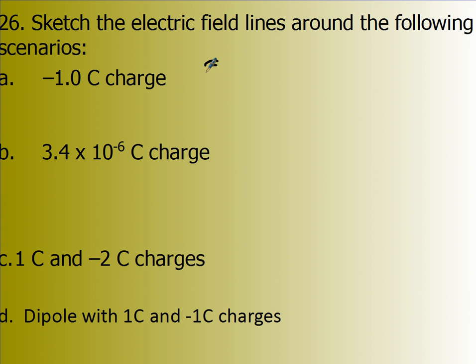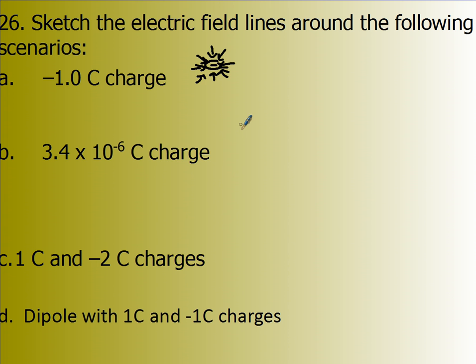Let's see if I have a negative charge. Remember, it always starts on positive, ends on negative. And for a negative charge, it's going to be radially inward. Now, if I tell you to give me 10 arrows, you give me 10 arrows. I'm only going to put 8 here.